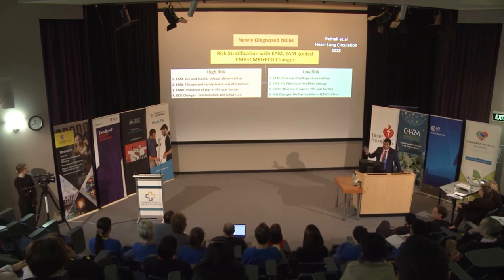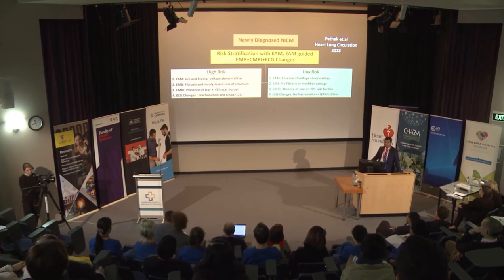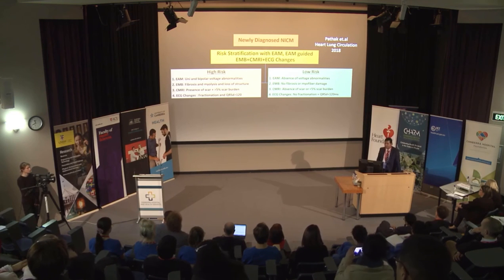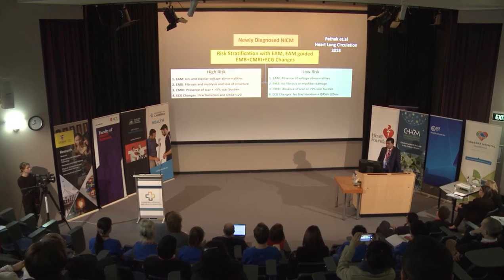Based on those, we might be able to categorize these patients as high risk if they have electroanatomical changes on mapping, or a biopsy showing extensive changes, or a cardiac MRI showing scar, or ECG changes which might suggest it. Or as low risk if none of these things are present.